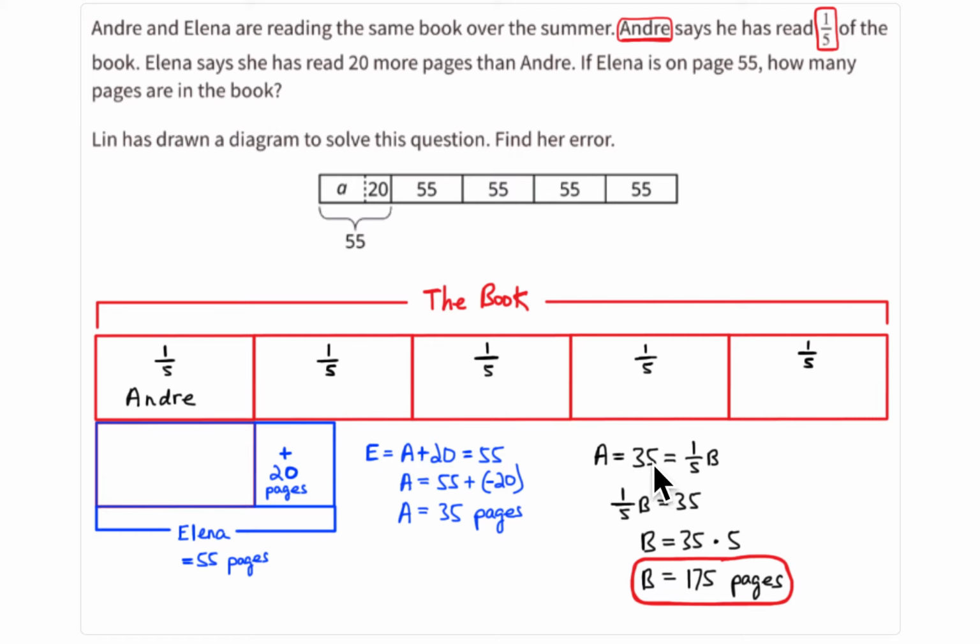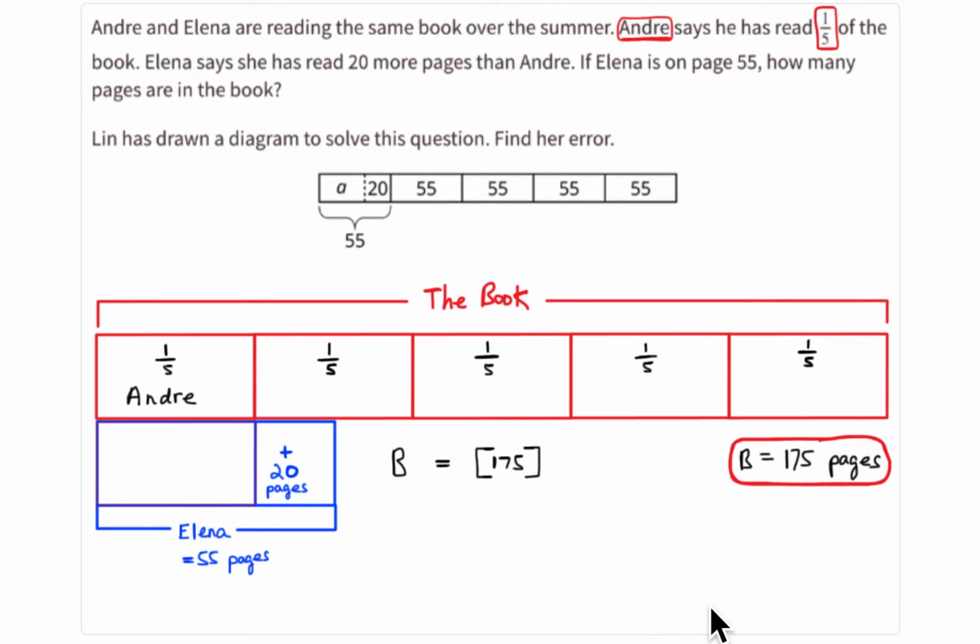So that 35 pages is equal to 1/5 of the book. So that means the whole book is 5 times as much. And you can see that if Andre read 1/5 of the book, the whole book is 5 times as much. That is the multiplicative inverse of 1/5. You multiply by 5, which is the reciprocal of 1/5, or the multiplicative inverse, and you get the length of the book. So 5 times 35 equals 175 pages.